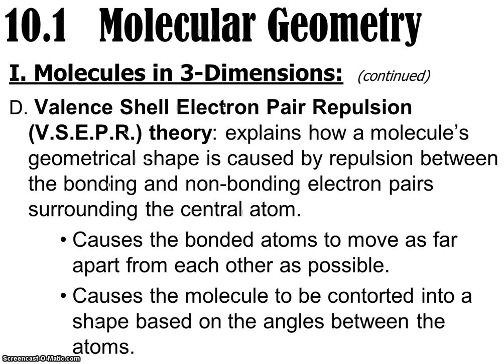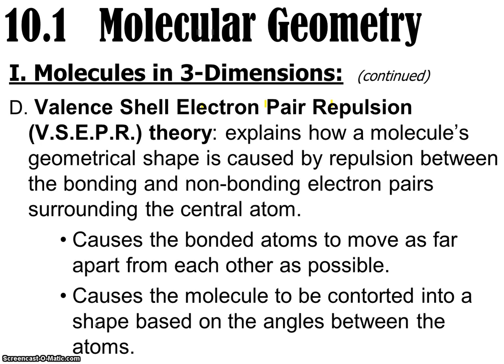The VSEPR theory, again, valence shell electron pair repulsion, explains how a molecule's geometrical shape is caused by the repulsion between the bonding and non-bonding electron pairs that surround the central atom. This should make sense because we know that electrons are negatively charged. And if you have negatively charged electrons in one bond, they are going to repel or push away the negatively charged electrons in the next bond. So, for example, water has 2 bonds, and those bonds are going to be pushing each other away, causing the molecule to have a certain shape.